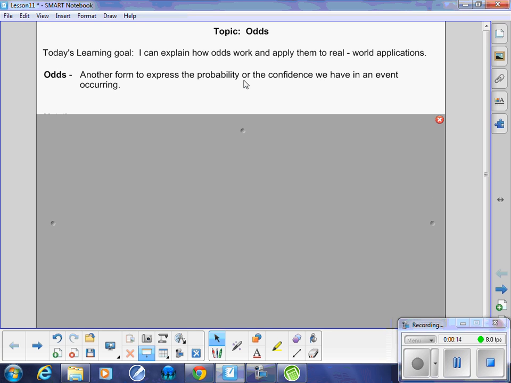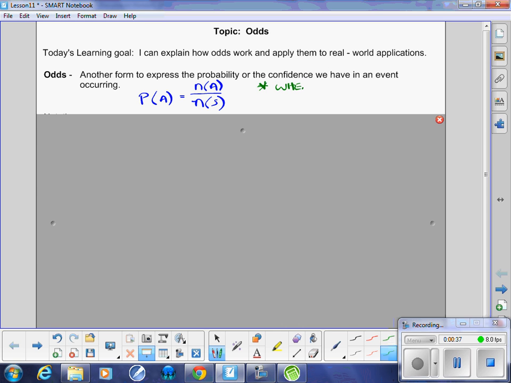So odds, what they are is another way to express probability or the confidence we have in an event occurring. So we've been working with probability. So you've been doing P of A equals N of A over N of S. So we still have to work with probability. So I want to add that in.